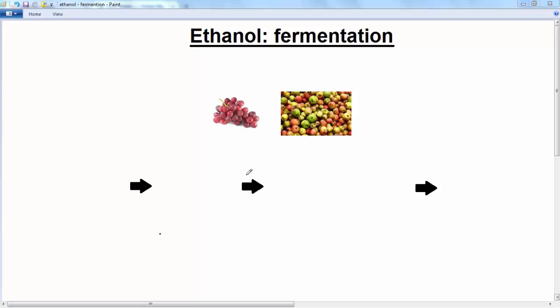In the last lesson we looked at the manufacture of ethanol through the reaction of ethene with steam. In this lesson we're going to look at the process of fermentation.